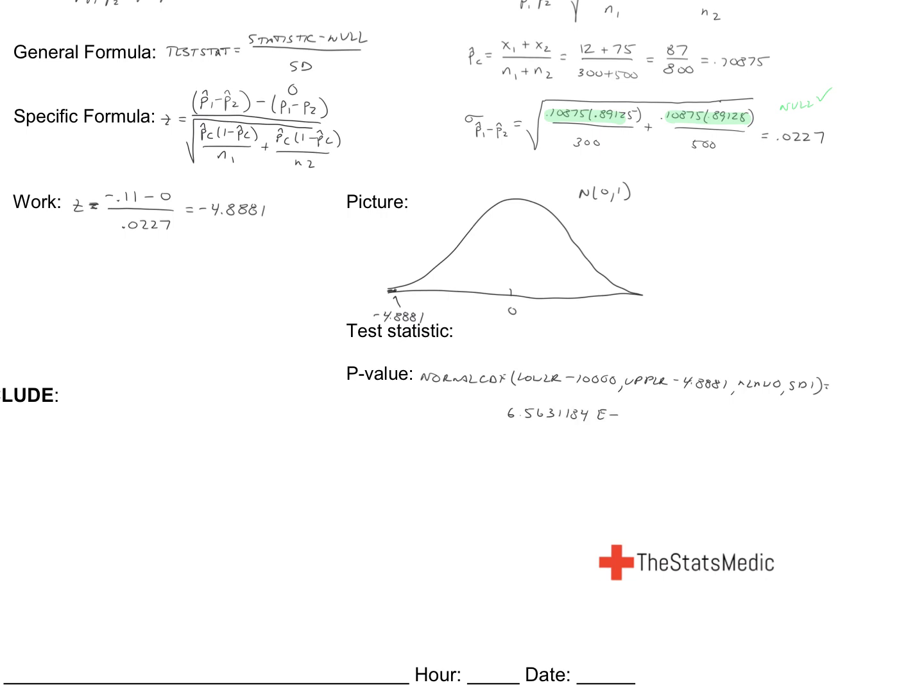6.5631184e to the negative 7th. And you would not want to write your answer like that. What you'd probably write it as is 0.0000006 and then 5631184. Whoops, I wrote two 8s here. Or really you'd say essentially 0.